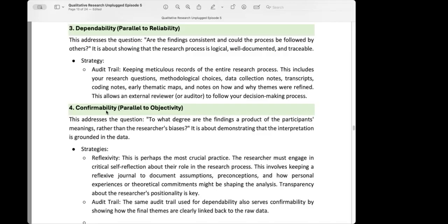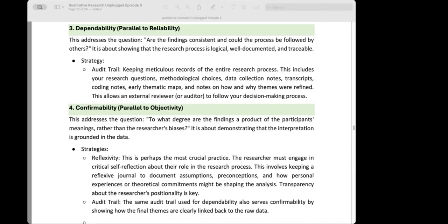Being transparent about your positionality, your background, experiences, and perspectives, and actively considering how it might be shaping your analysis is key to demonstrating confirmability. You acknowledge your lens rather than pretending it doesn't exist, which paradoxically strengthens the trustworthiness of your argument.